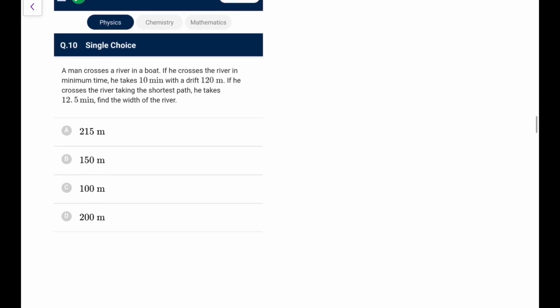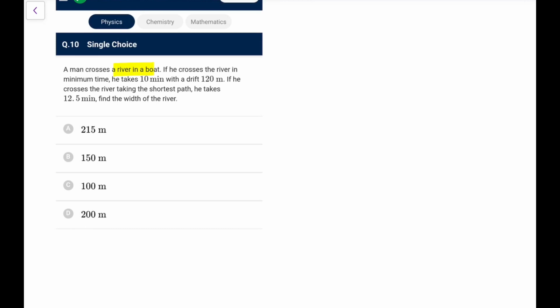Next one. A man crosses a river in a boat. If he crosses the river in minimum time, he takes 10 minutes with a drift of 120. If he crosses the river taking the shortest path, he takes 12.5 minutes. So first of all, minimum time means this would be VBR and this would be VR, and that's why it drifts like this. In that case the time taken, that is 10 minutes, would be equal to the width D upon VBR. This is the first result.